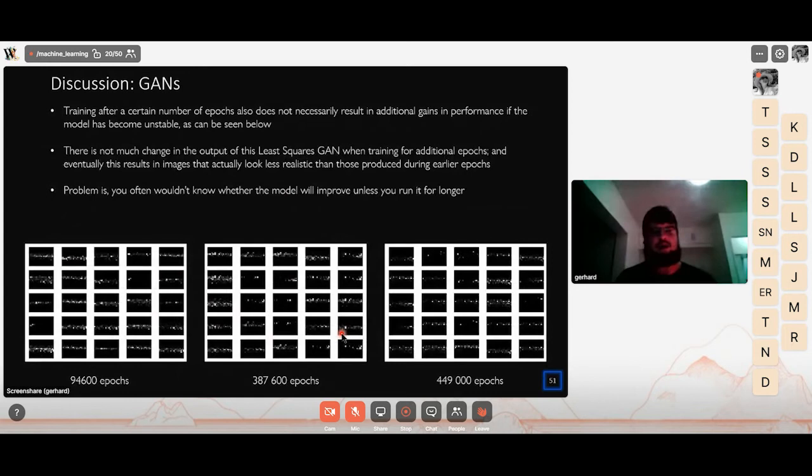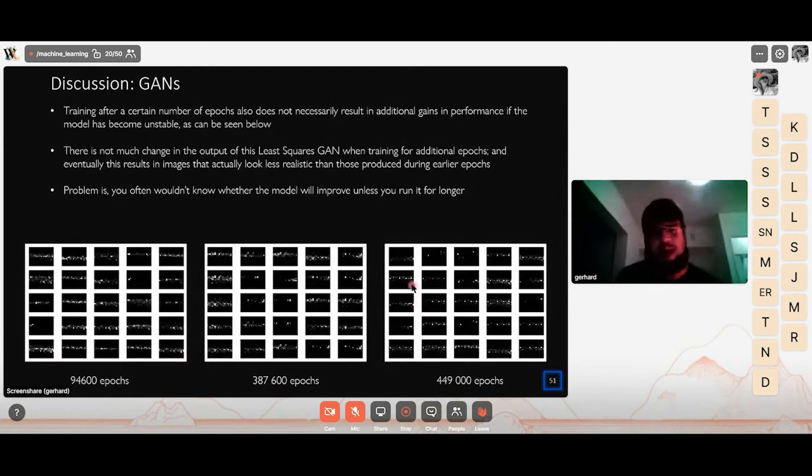Sometimes during training, in practice, you find that training after a certain number of epochs, when you've got an unstable model, doesn't really improve your model. You can see here, after almost 100,000 epochs, you've got these outputs.